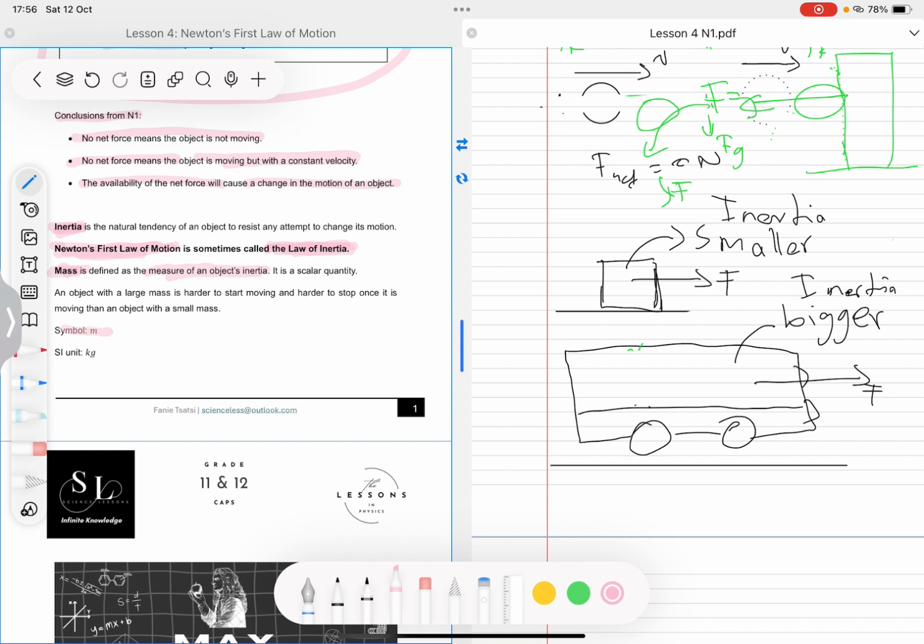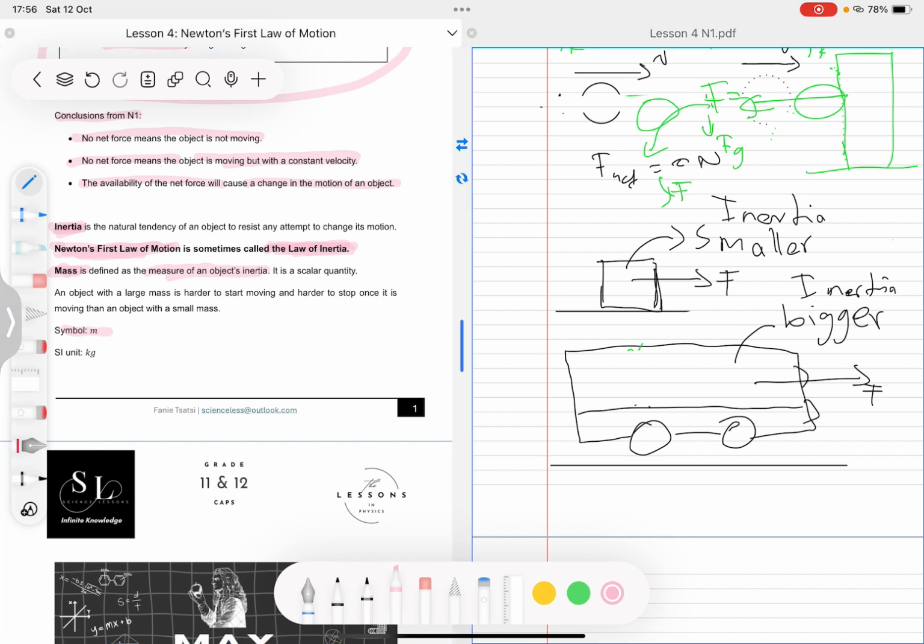The symbol for mass is normally M. You'll find that usually when they give you problems, they will be writing this as M. Sometimes we'll say mass of the box, so here they will say M of the box, and then here we'll say M of the bus. We'll write the subscript there to distinguish between the two. That's how we'll use the symbol.